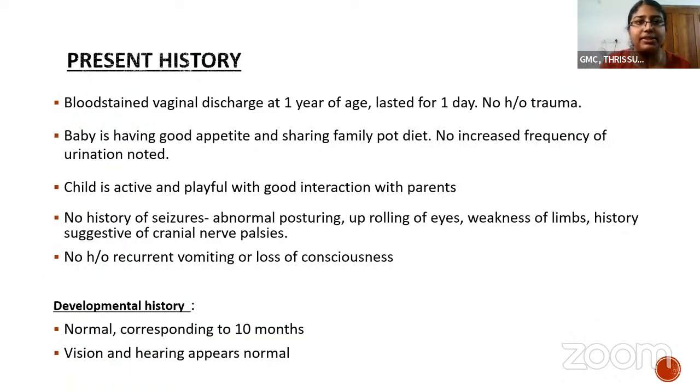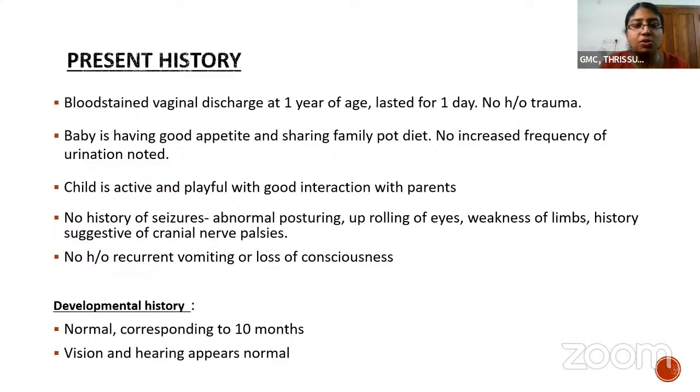Then coming to the present history, she presented with blood-stained vaginal discharge at 1 year of age, lasting for 1 day. No history of trauma. The child is having good appetite and sharing the family food diet. No increased frequency of urination noted. She's active and playful with good interaction with parents. There was no history of seizures, abnormal posturing, uprolling of eyes, weakness of limbs, or any history suggestive of cranial nerve palsy. There was no history of recurrent vomiting or loss of consciousness.